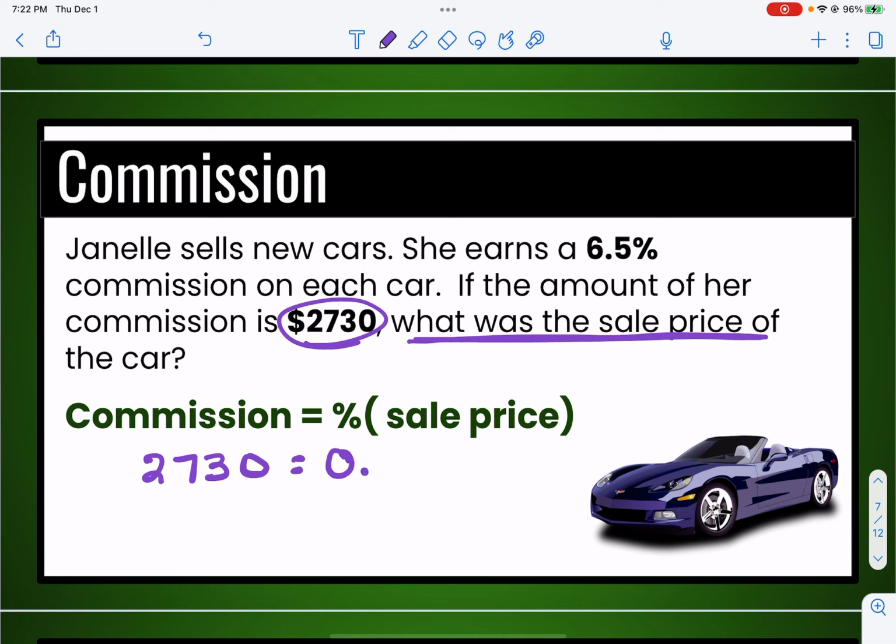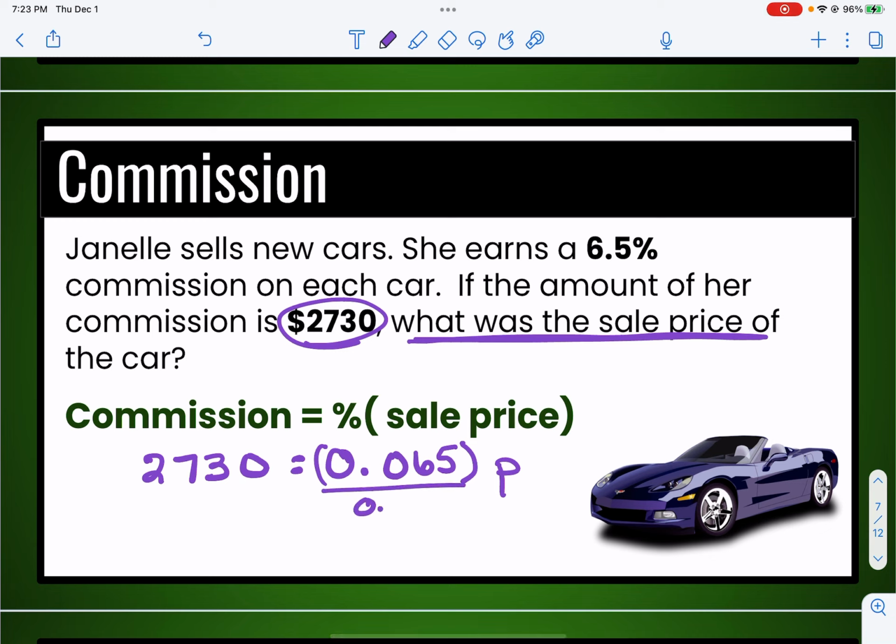So I have 0.065. And the thing that I'm looking for that I don't know is the sale price. And I'm just going to use a P for price. Now, this one is different because in the last problem, I multiplied. And in this problem, I'm not going to multiply. I'm actually going to divide because my goal, remember, is to get the variable by itself in this problem. So since I'm already multiplying these two together, I'm going to have to do the inverse. They're on opposite sides of the equal sign.